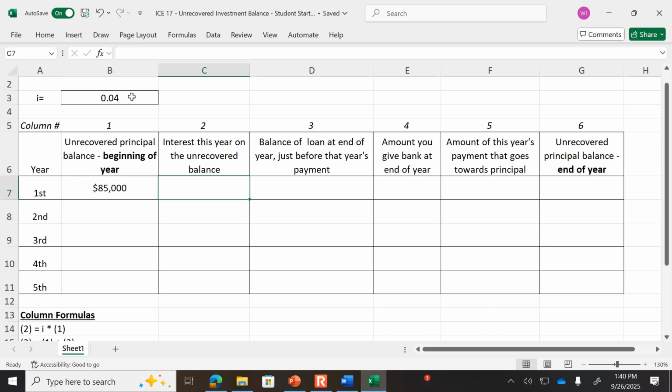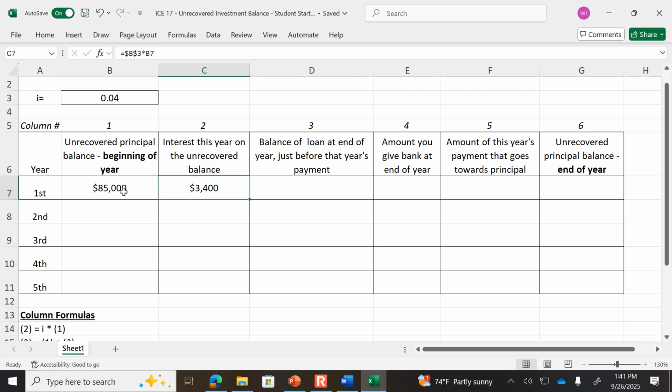Okay, 4% interest per year. And so even if you weren't given the formula, this is saying the interest this year on the unrecovered investment balance. You've got the $85,000 at time 0. 4% of that is the interest this year. So I'm going to anchor the reference because I know I'll be dragging that down, and I always want to look at the 4%. So 4% of $85,000 means for the privilege of borrowing $85,000 from the bank, they want $3,400 at the end of the year. So in their mind, they gave you $85,000 at time 0.